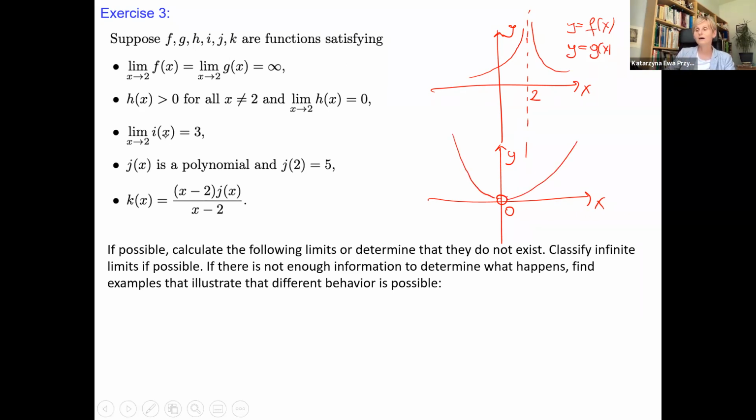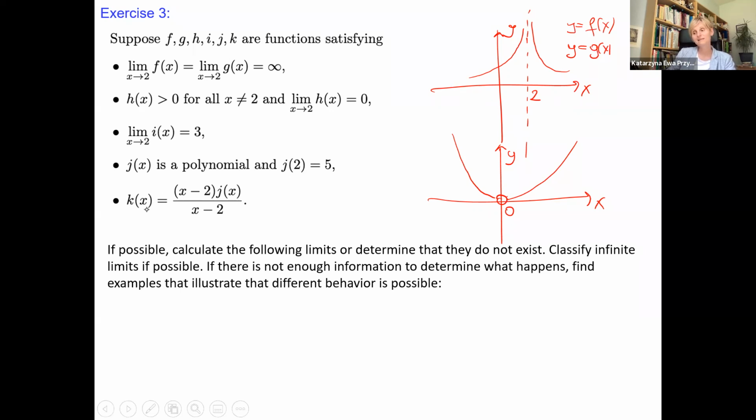Okay, now function i of x, as x goes to 2, is free. Okay, that just means the limits exist. We don't have to draw it. I'm just trying to picture things, to explain graphically. j of x is a polynomial. Good to know. Polynomials are defined everywhere and are nice and continuous. And the value at 2 is 5.